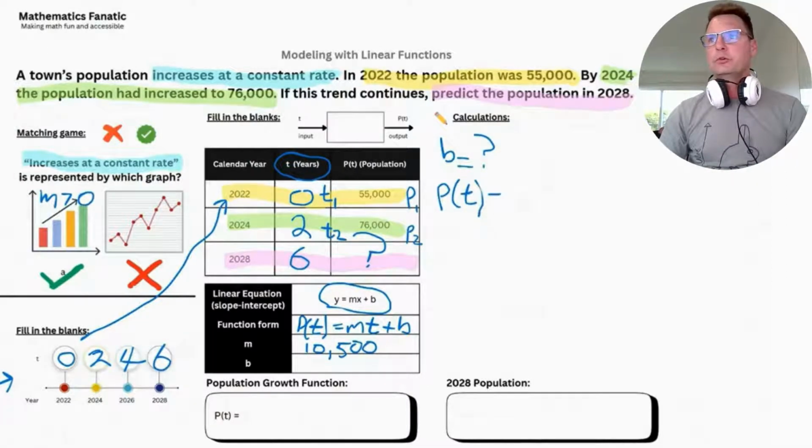The generic version was P(t) equals mt plus b, right? So we have m, we can plug that in. If we're able to also plug in a P and a T, our only unknown left in that equation is going to be b, right? And then we can solve for b. We can use either of those T and P combinations from our table, either 0 and 55,000 or 2 and 76,000. But if we choose 0, our calculations are going to be much simpler. So happy birthday to all of us. Let's see what that looks like.